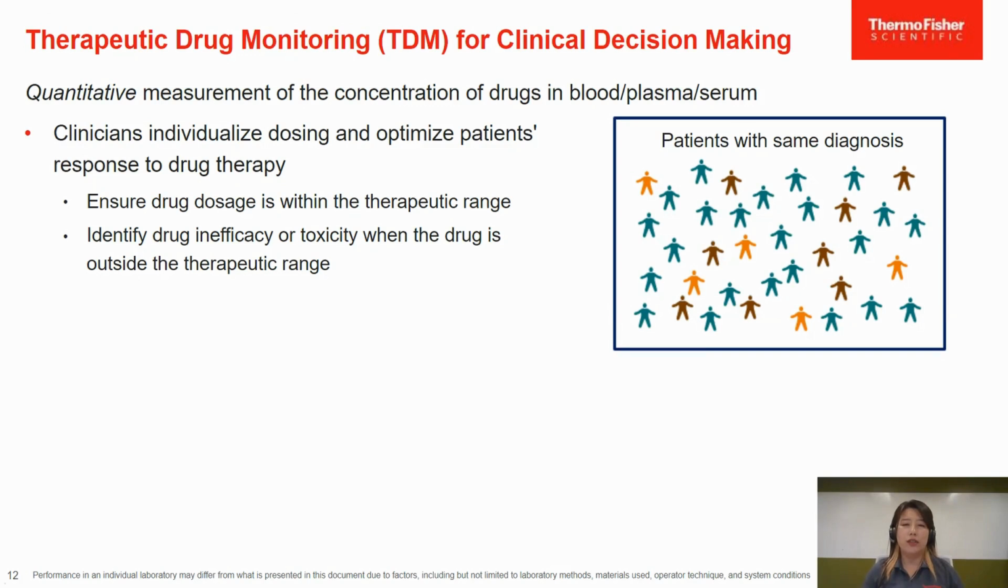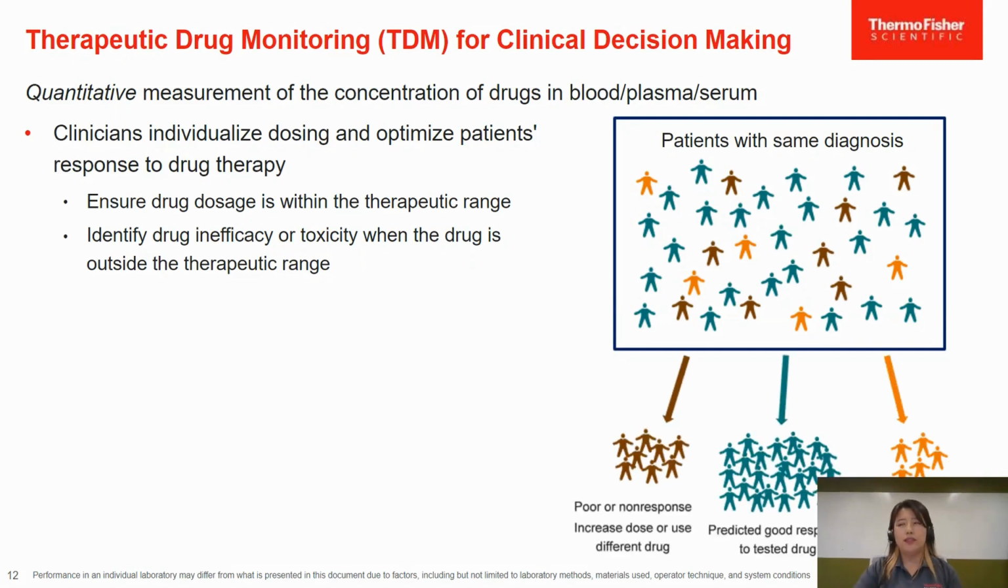So by measuring the concentration using the TDM approach, clinicians can individualize dosing and optimize the patient responses to drug therapy. Because, for example, in this picture, this is a pool of patients with the same disease and the same drug treatment. However, not all of them show the same response.